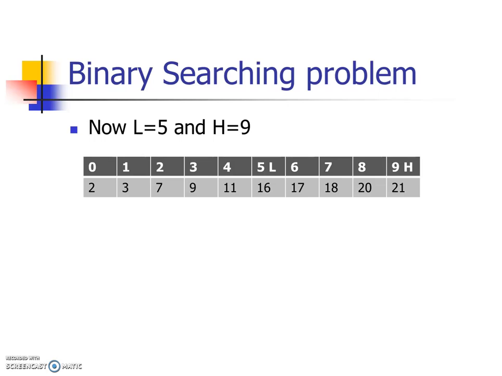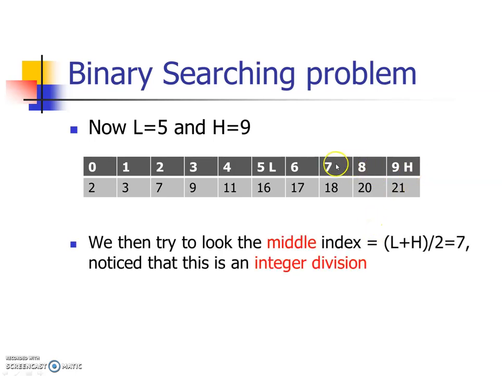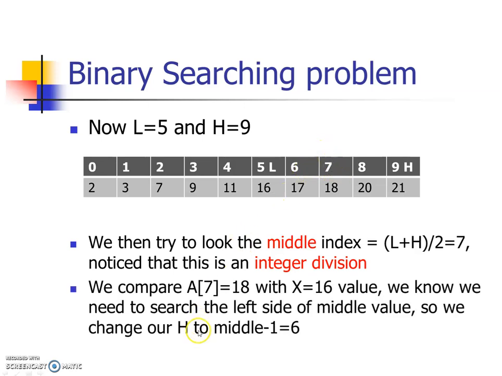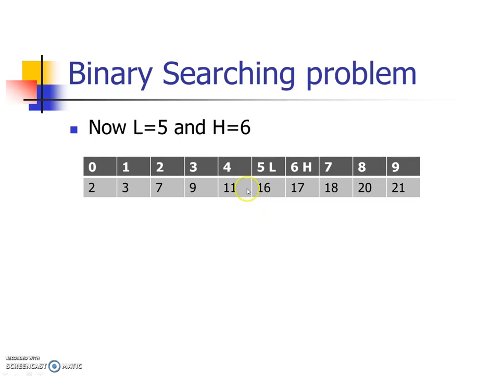Finding the middle index of the low and high, 5 plus 9 divided by 2 will give us an index of 7. So now we compare the value stored at index 7, which is 18, with the value of 16. We know it's going to be on the left side. So we need to change our high index to middle minus 1, which equals 6. In this case, our low and high indexes are at 5 and 6.